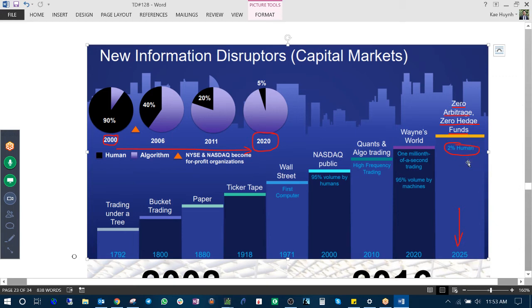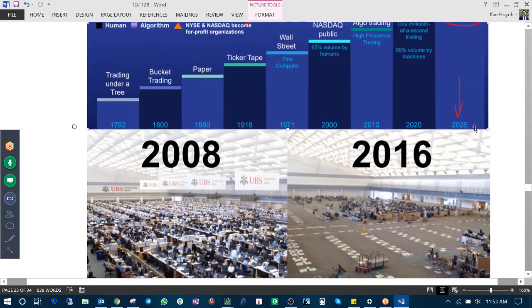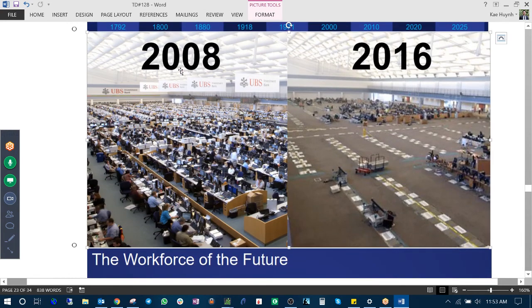So 2% of humans, and 2025, it will say zero arbitraging opportunities, which I don't arbitrage, and zero hedge funds will exist. This part I probably would disagree. I think there will always be a fund out there that will bet on an asymmetric economic opportunity. And then this is the example they gave: 2008 trading floor to 2016 trading floor. So robots are taking over, it seems.